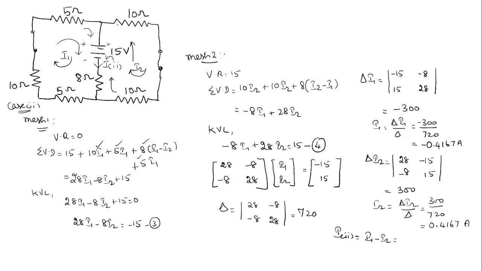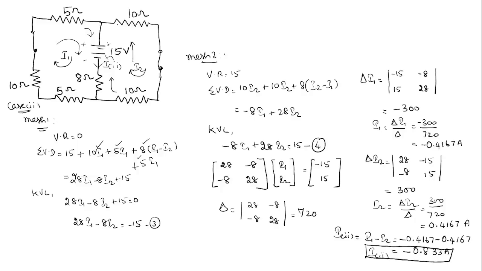Why? Because I1 and I suffix 2 are in the same direction, downward through the 8 ohms, and I2 is in the opposite direction. So we have to write it as I1 minus I2 only. So I1 is minus 0.4167 and minus of I2 is again plus 0.4167. So on simplification we will get minus 0.833 ampere. So this is the current in case 2.